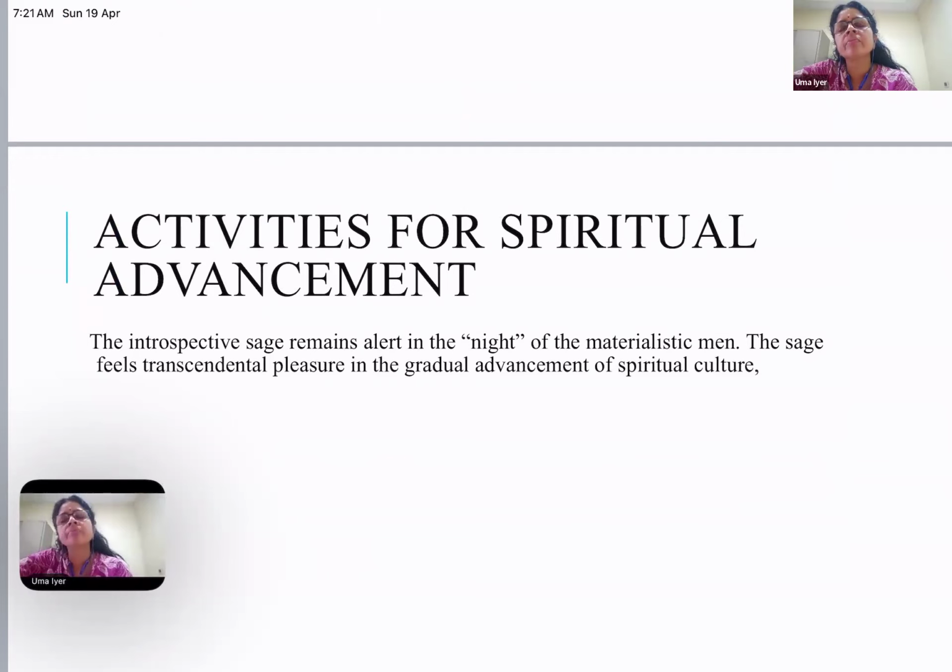So we can see that an introspective sage is awake at the time a materialist person sleeps. Mostly materialist persons do not wake up if it is Sunday. Most of them don't wake up till 9 or 10 o'clock, right? But here, all the devotees are waking up at maybe 5 o'clock and listening to the class at 6 o'clock. Even I used to be like that, Mataji, once upon a time, not before 9 on Sunday. And now, because we are introspective, for the gradual advancement of our spiritual culture, we wake up early.